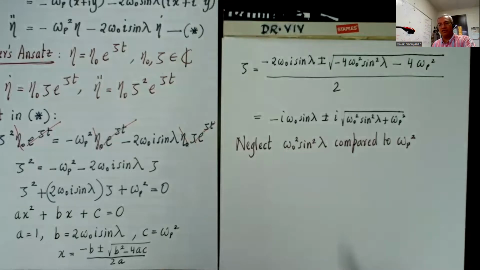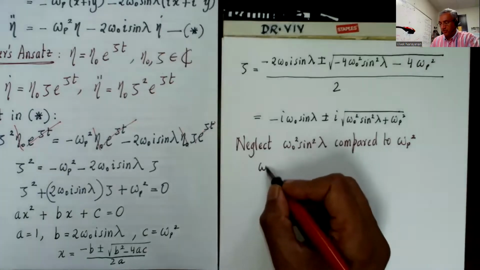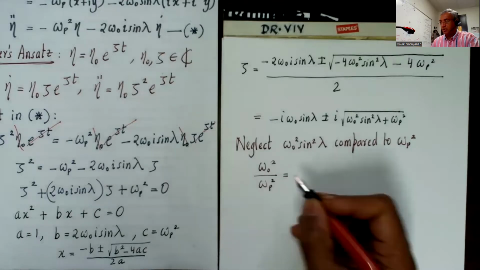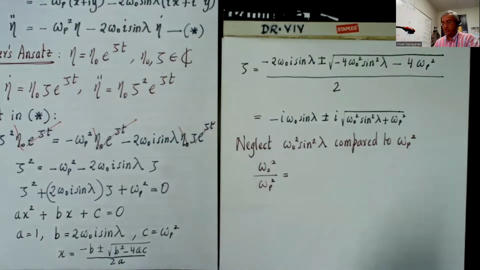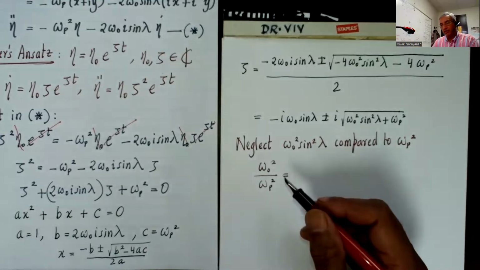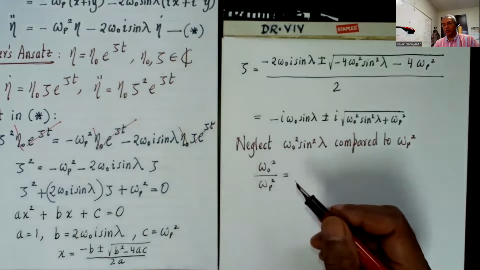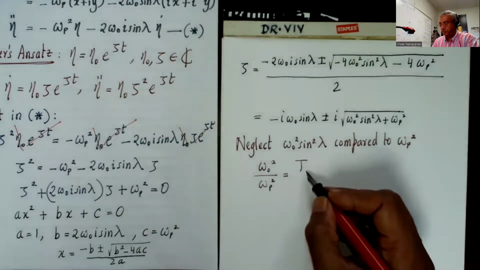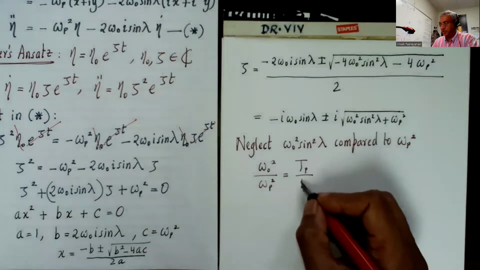So let's try to justify it using a numerical argument. Well, the numerical argument goes as follows. Let's find the ratio of omega naught squared to omega p squared. Now, omega naught squared is proportional to 1 over the pendulum's period. So this is going to be inversely proportional to Tp over T naught squared.